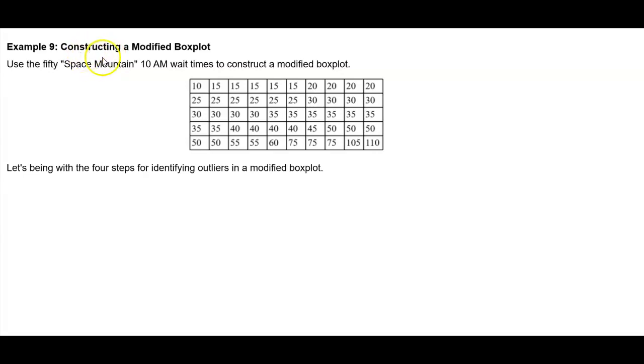Example 9, constructing a modified box plot. Now we're going to use the 50 Space Mountain 10 a.m. wait times to construct a modified box plot. Let's begin with the 4 steps for identifying outliers in a modified box plot.